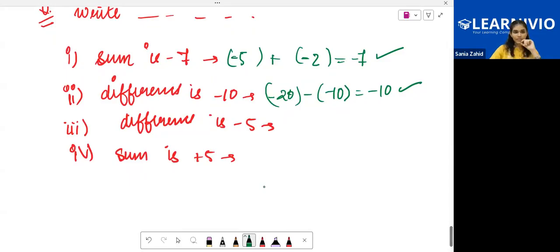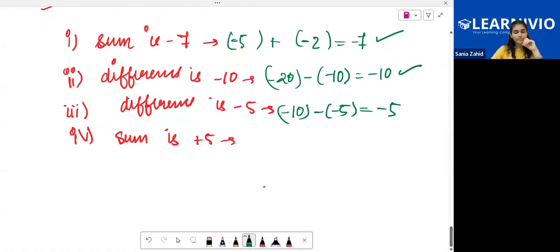Difference is -5. -10 minus -5. Okay, correct. Then the last one. +3 added to 2. Yeah, +3 plus 2 is +5.